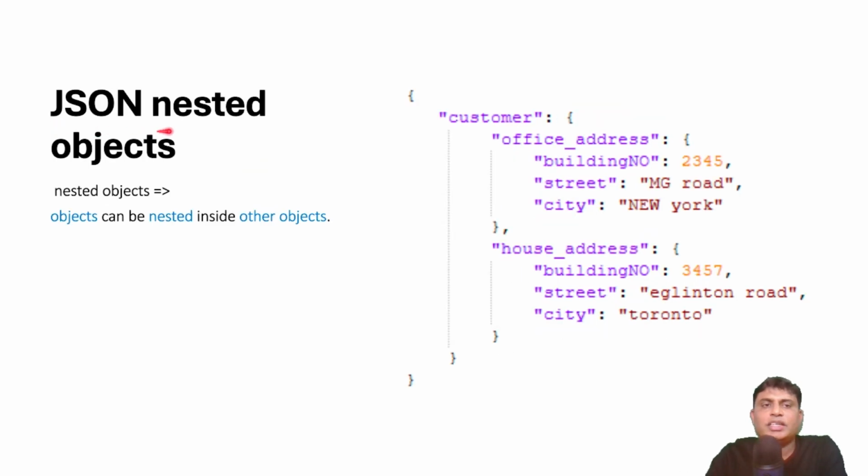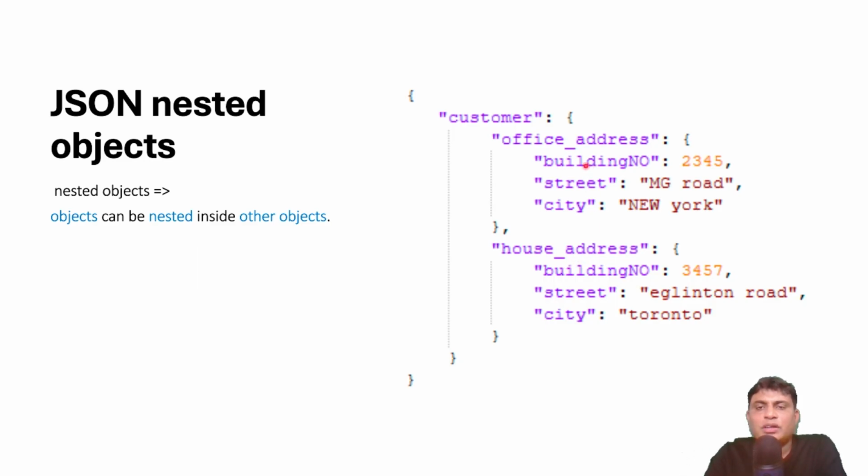What are JSON nested objects? Objects contain other objects inside them. In this example you can see the customer object. It contains another object, office_address, and office_address has its own values here. In the same way, house_address is inside the customer object, and this is also an object.